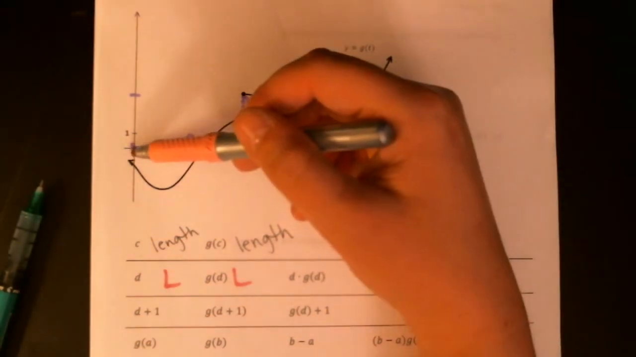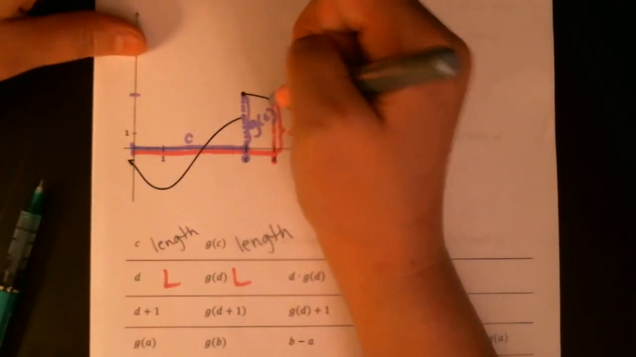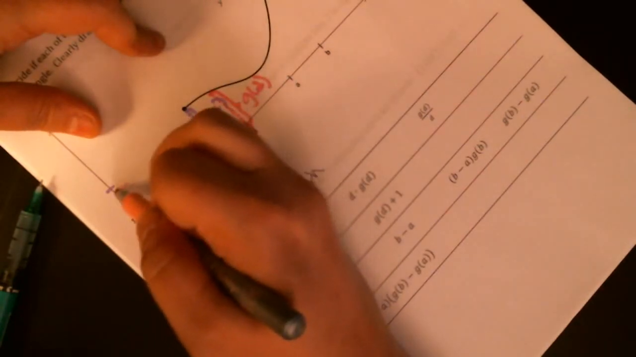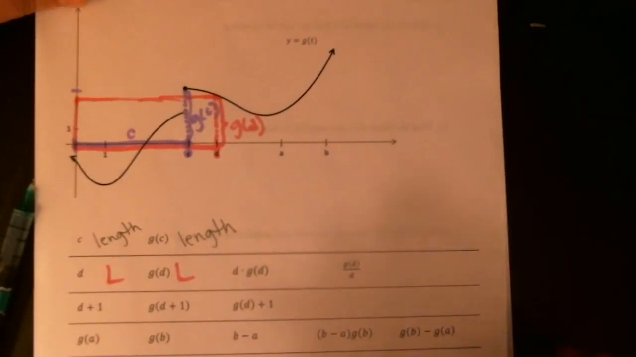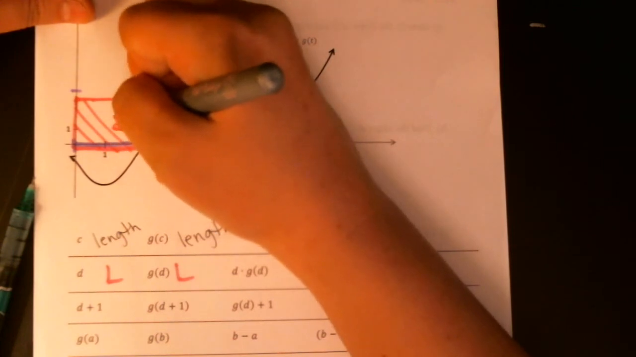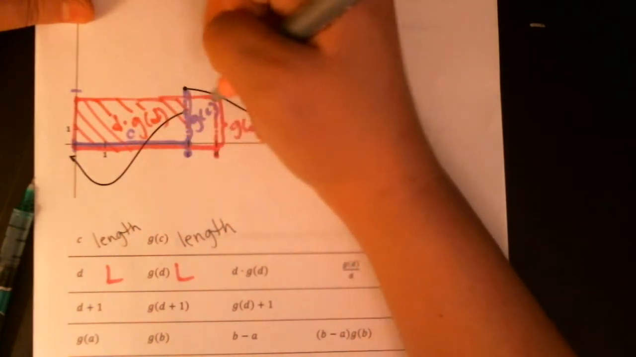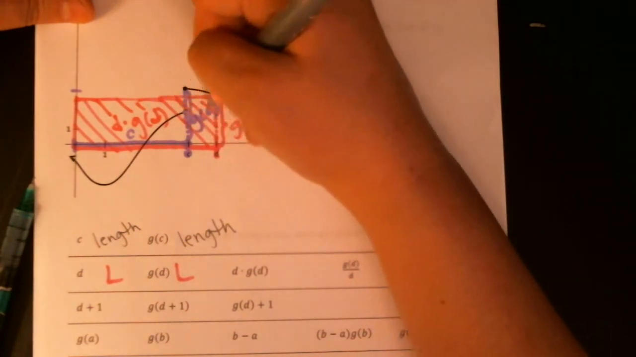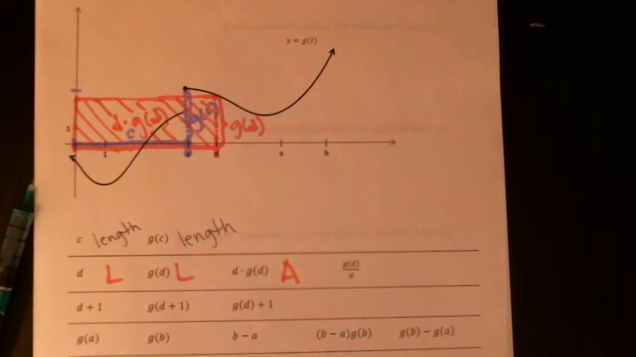In particular, if we take this horizontal length and multiply by this vertical length, what we're going to get, let's see if I can draw it nicely. Hold on, I got turned so I can draw it nicely, hopefully, is the area of that rectangle. So this is D times G of D. Oops, keep going, all of that. Okay, so this is an area.